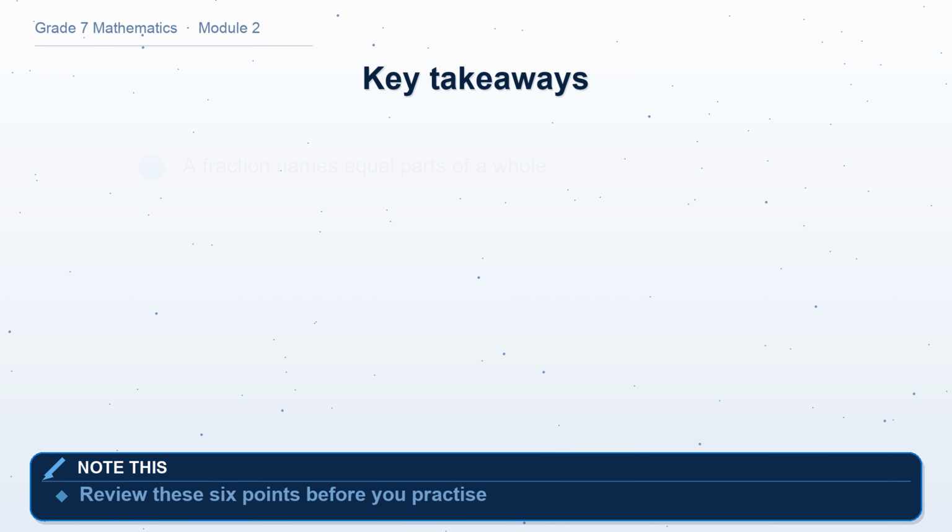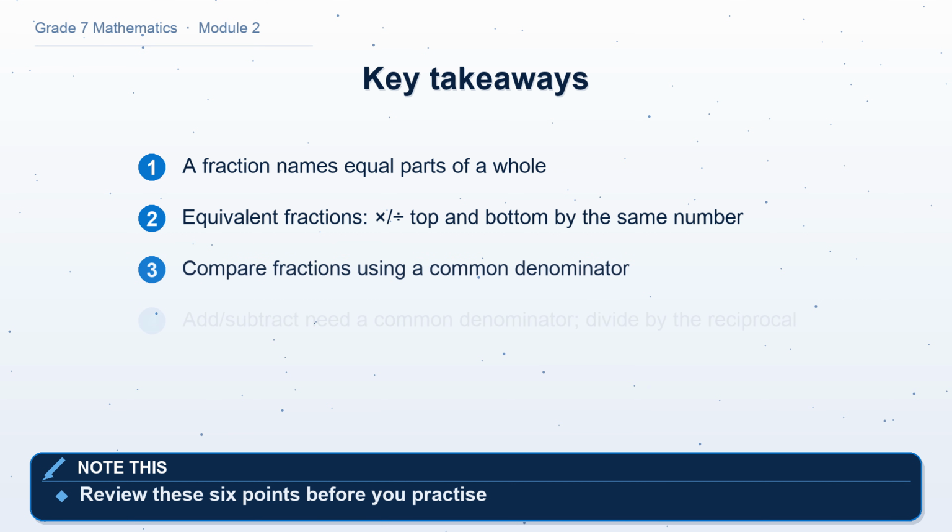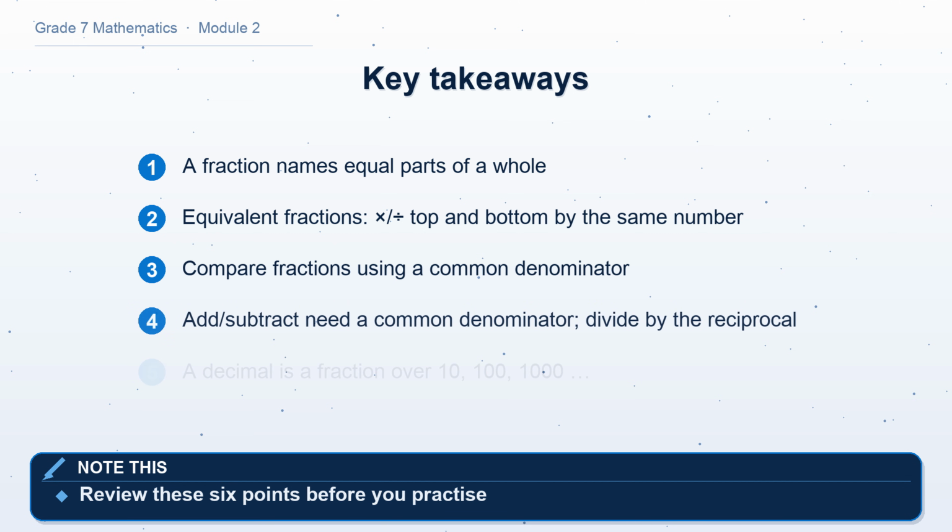Here is a quick summary of the key ideas. A fraction names equal parts of a whole. Equivalent fractions come from multiplying or dividing top and bottom by the same number. We compare fractions by giving them a common denominator. Adding and subtracting also need a common denominator, while dividing means multiplying by the reciprocal. A decimal is a fraction over 10, 100, or 1,000, and a percentage is a part out of 100.